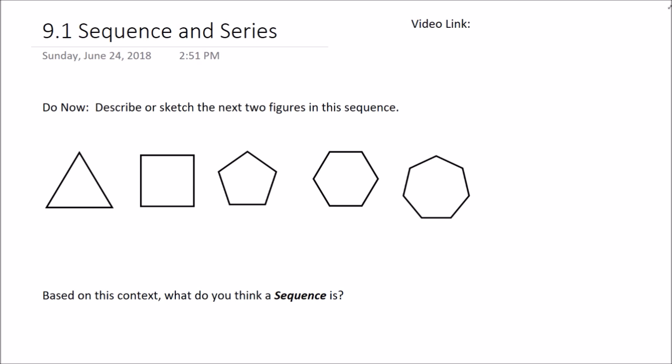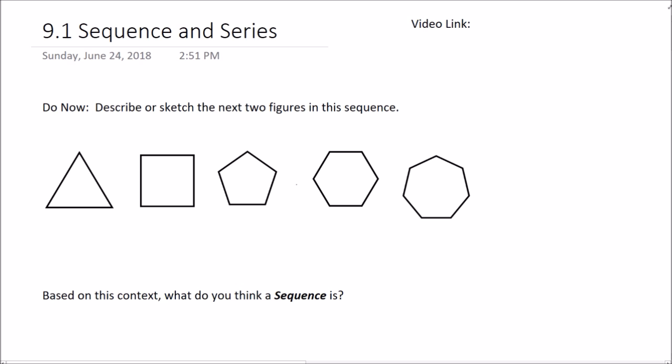We're going to start by talking about sequence and series. This is the first thing that appears in the IB syllabus. So let's get started. In order to get thinking about this, let's consider this question on the screen. Describe or sketch the next two figures in this sequence. Take a minute, look at the sequence we have here. Haven't defined what a sequence is yet, but we'll get there in just a second. So perhaps you need to pause the video, determine what you think the next two figures are.